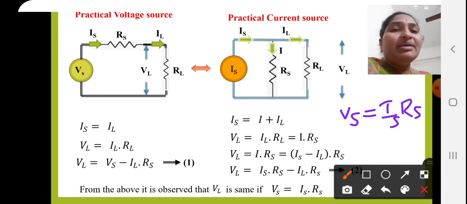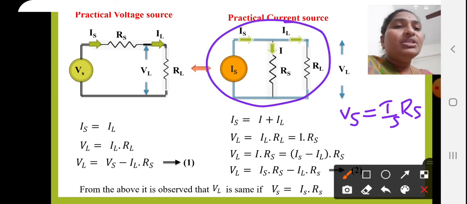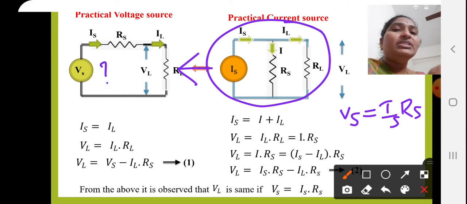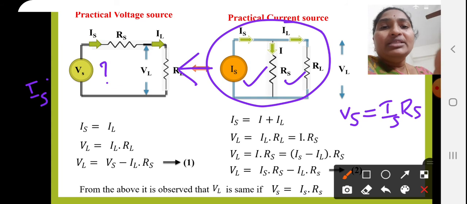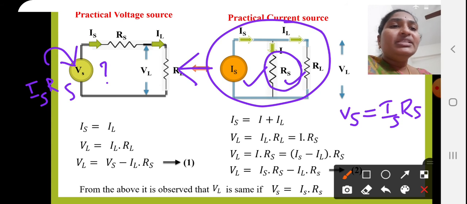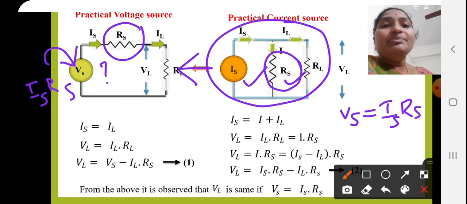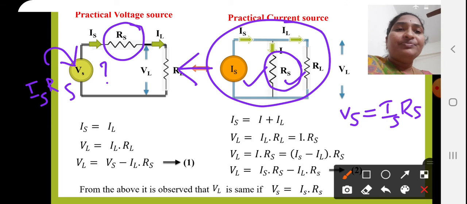So for example, if we have this current source and I would like to transform it into a voltage source, then the equivalent circuit can be represented like this. But we don't know the value of this Vs. Vs can be determined by knowing the Is value and Rs value. Simply I get Is into Rs, which gives the Vs value, and the internal resistance is kept in series with the voltage source. In this way, I can transform a practical current source into a practical voltage source and vice versa.